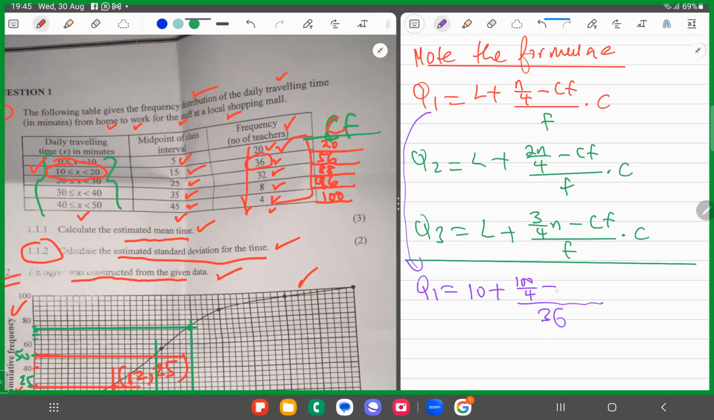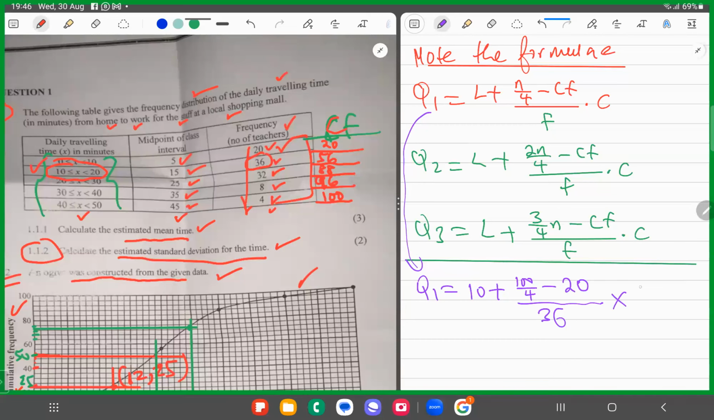And then here, this one would be at exactly 20, would be the cumulative frequency. What is the cumulative frequency? Right, so the cumulative frequency of the preceding class, what is it? Okay, so it is 20.